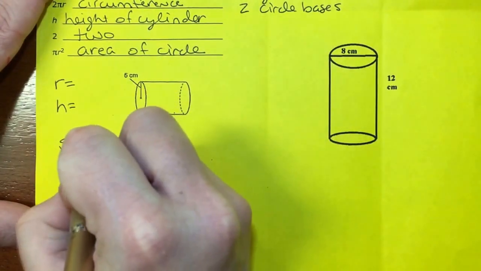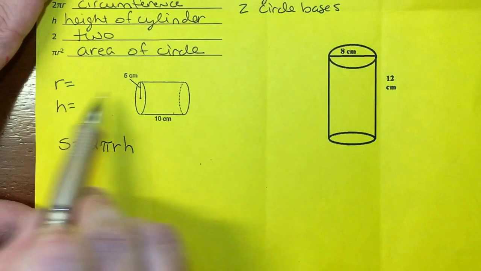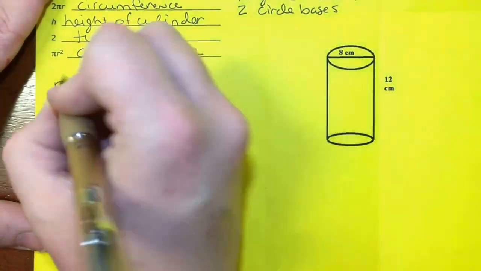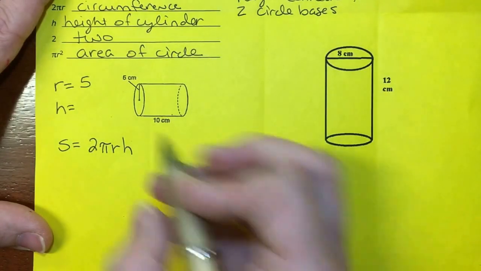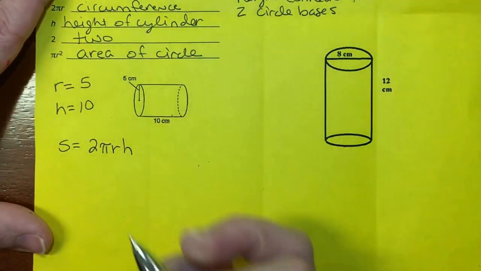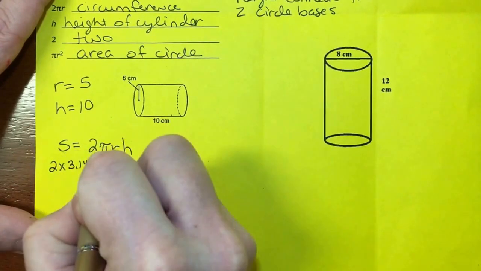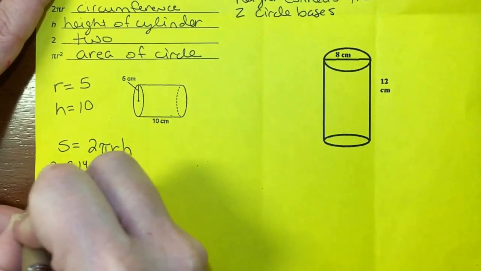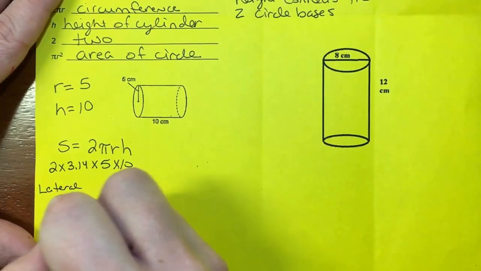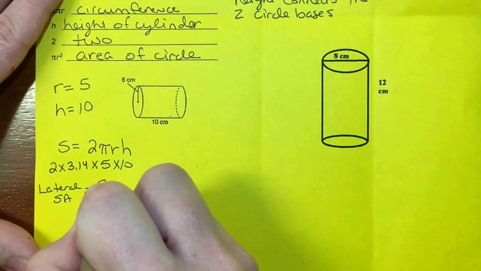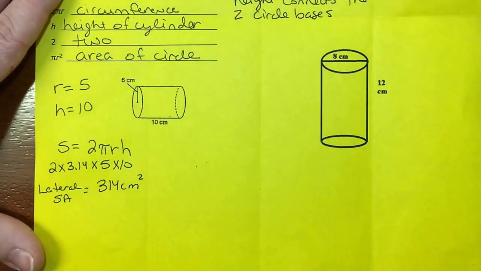So for lateral surface area, it's 2 pi r h. So I need the radius. Well, on this cylinder, the radius is 5. Height connects the two bases. Even though that's laying down, our height is 10. We plug everything in, put it in our calculator, and the lateral surface area for this cylinder is 314 centimeters squared.